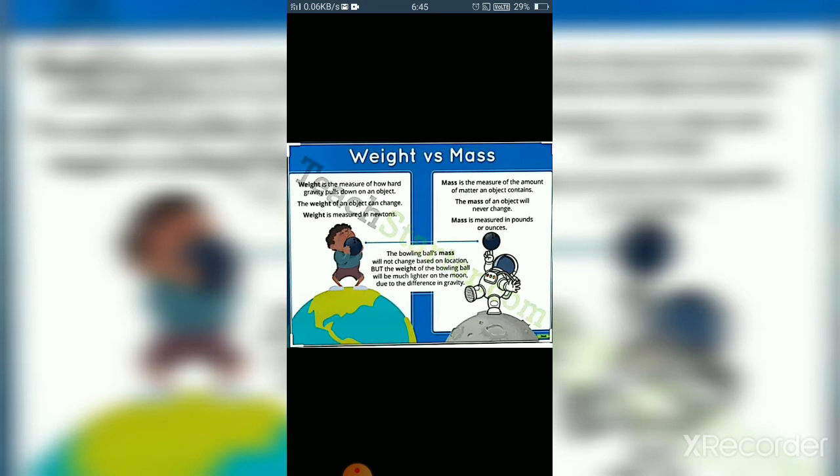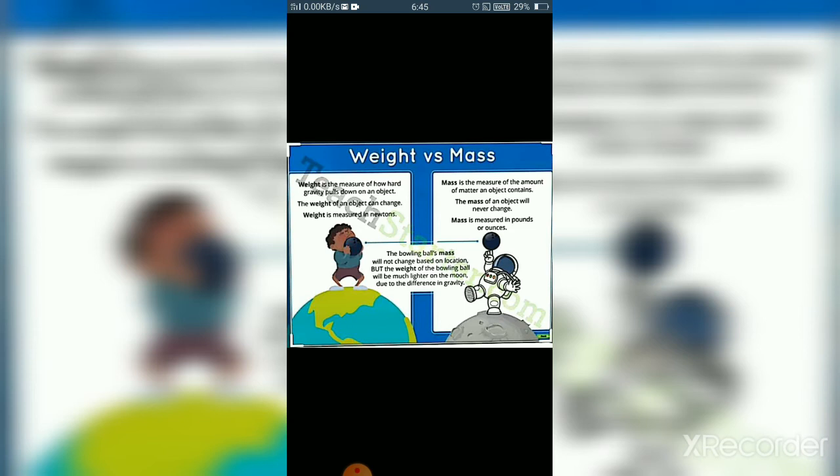On the earth, the weight is quite larger than the mass as it depends on gravitation, and it is a vector quantity. As gravitation has a direction, it always acts in the downward direction. So weight is a vector quantity, whereas mass is a scalar quantity.